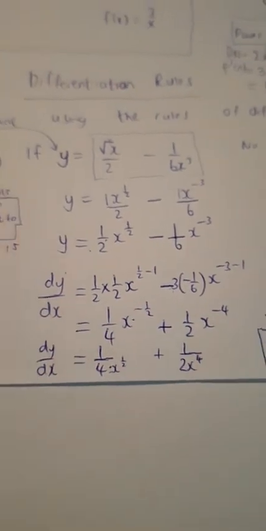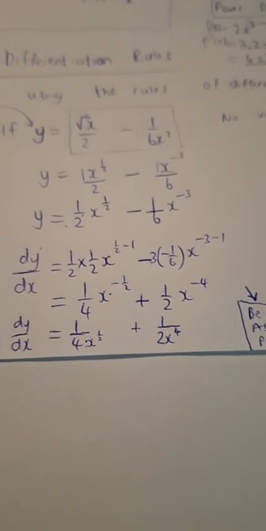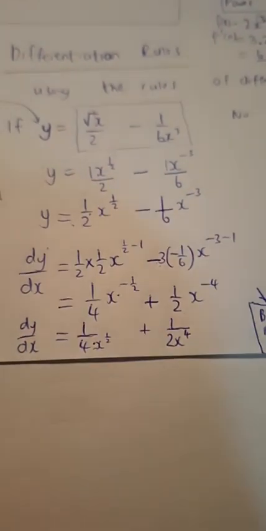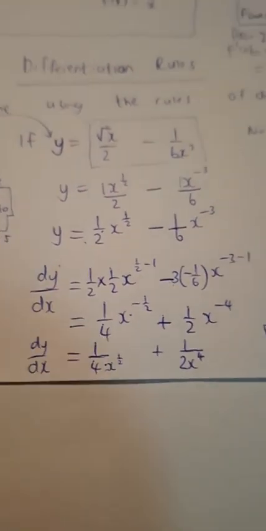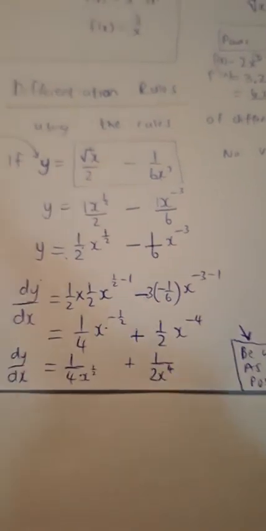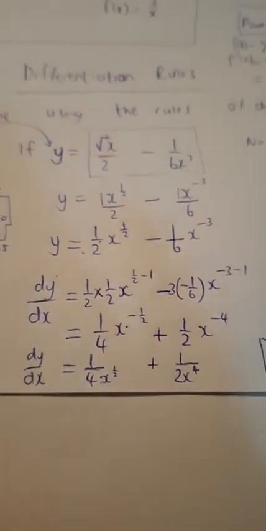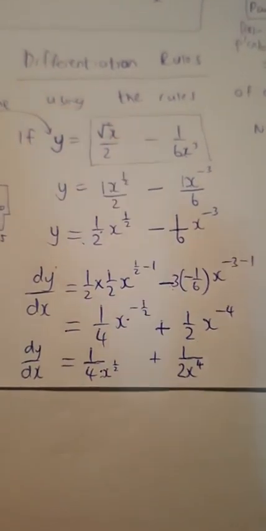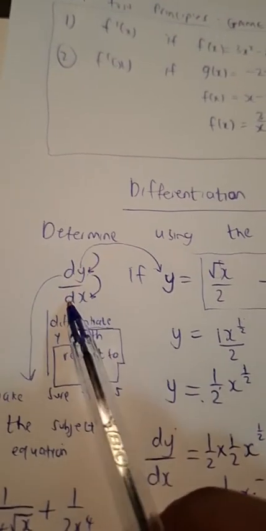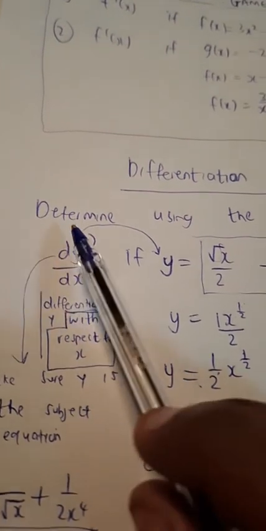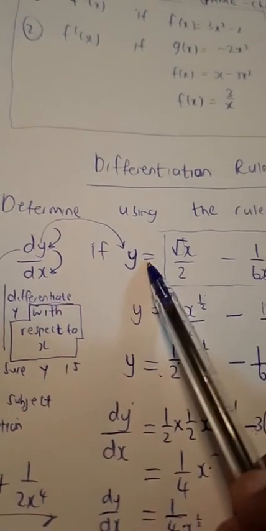So as a grade 12 learner, guys, as we apply the rules of differentiation correctly, and also as we make sure that we utilize the simplification very easily, then you should have no problems, guys. Absolutely no problems. All right. So hopefully you noted the notation. Determine using the rules of differentiation dy over dx, if y is equal to that.